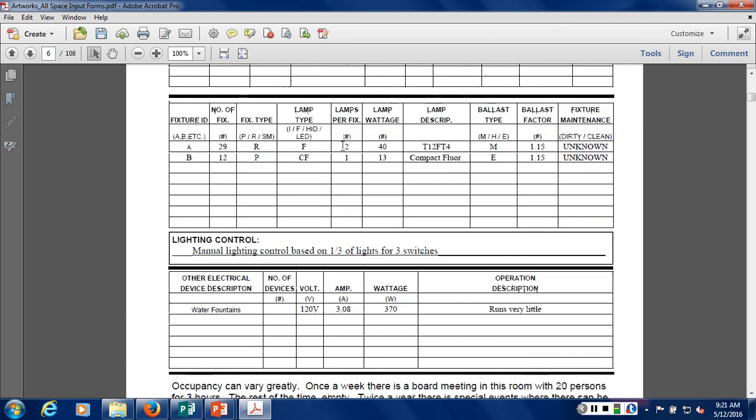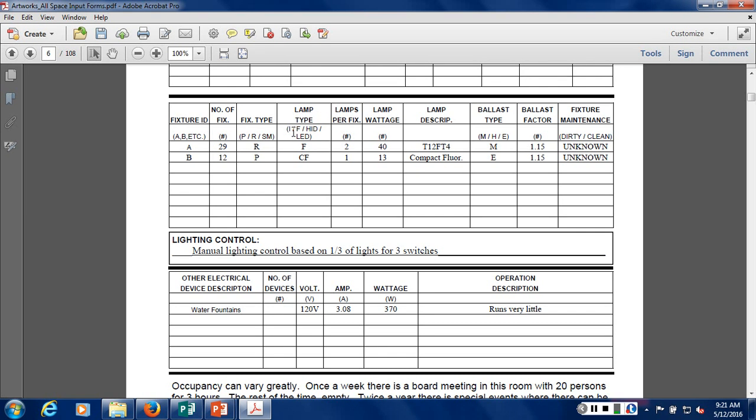Under the lamping, typically we identify in each room the different types of lamps and the quantity or fixtures. Then we also give fixture type. P stands for pendulum or free hanging. In other words, the light is actually hanging out into a room. R stands for recessed. In other words, it's flush with the ceiling. And surface mount means it's not up into the ceiling, but it's mounted to the ceiling.